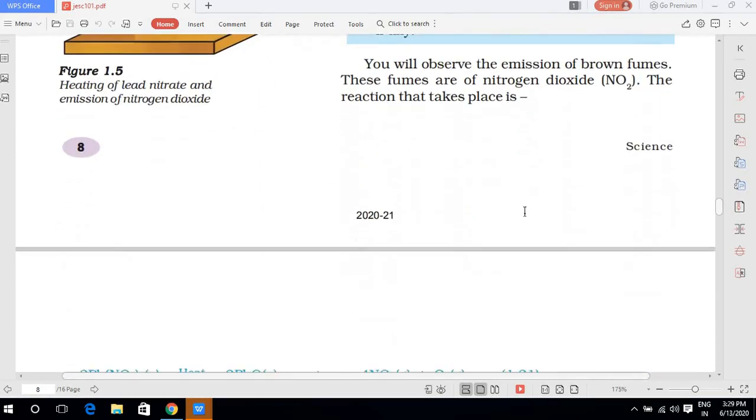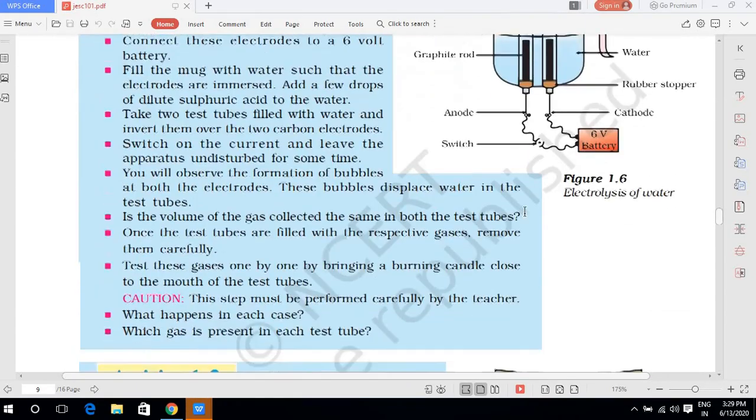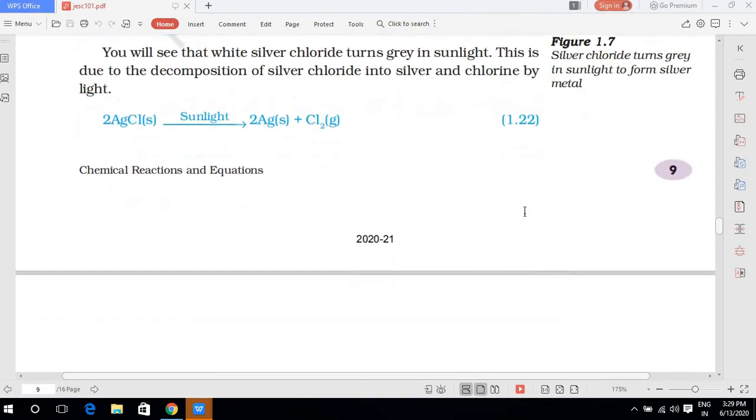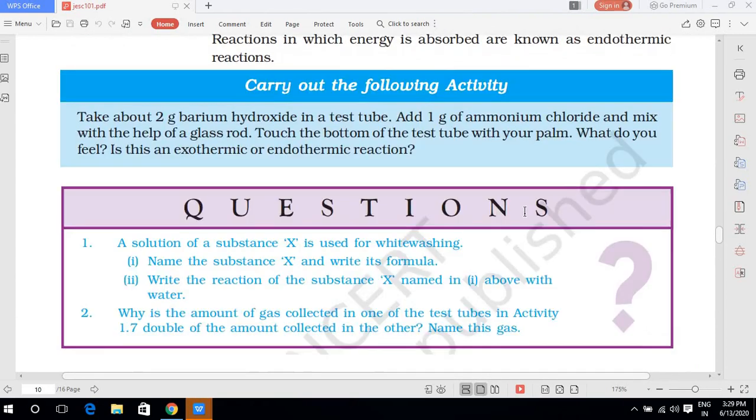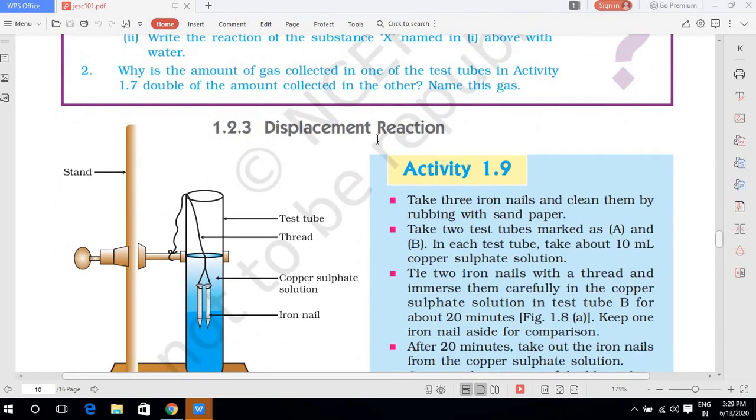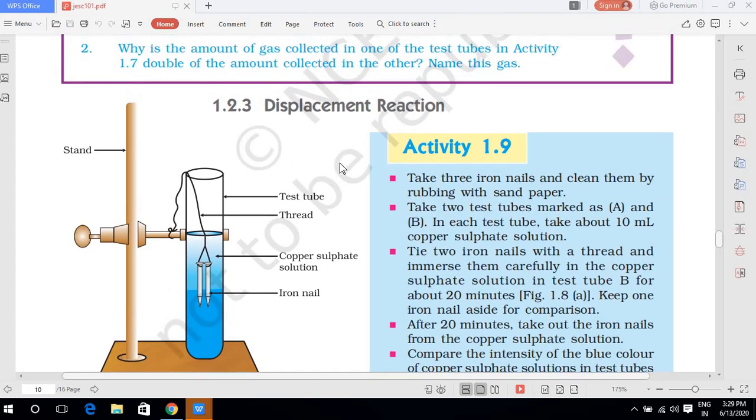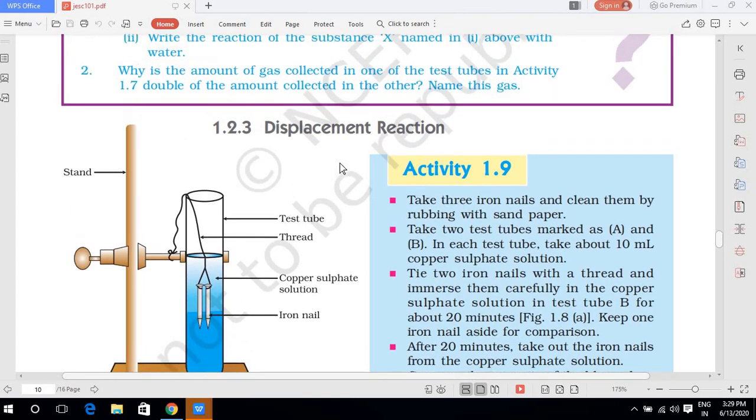The next one is displacement reaction. Displacement reaction is also very simple. As the name suggests, it involves displacement of the reactant's participating element or molecule. Displacement means changing of position. When position is changed from one group position to another group position, it is called the displacement reaction.